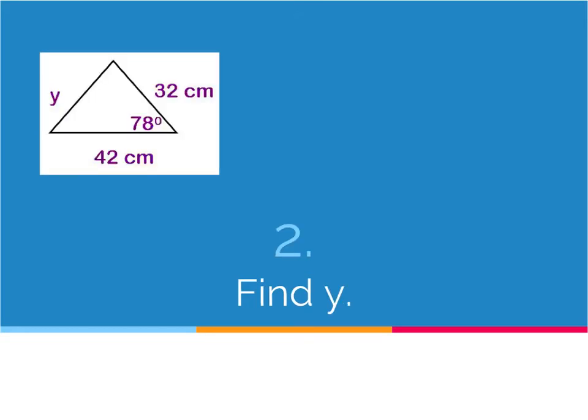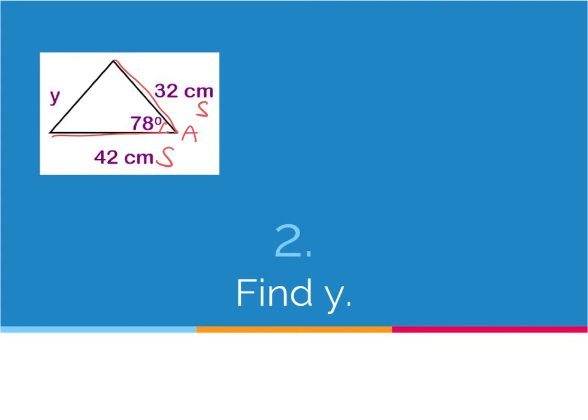Here's example number 2. It asks me to find y. As I look at my triangle, I'm going to ask myself, is it a right triangle? And as I look at this, it's not a right triangle. There's no right angles given. I can see that I am given a side, an angle, and a side. So if you go back up to your flow chart, you're looking for side, angle, side. So we are going to use the law of cosines.